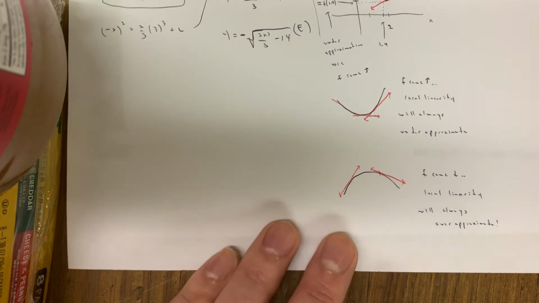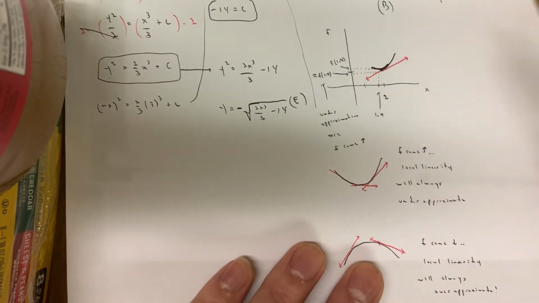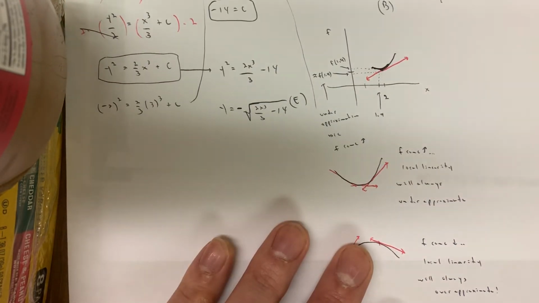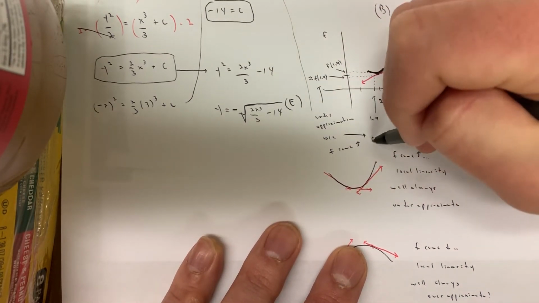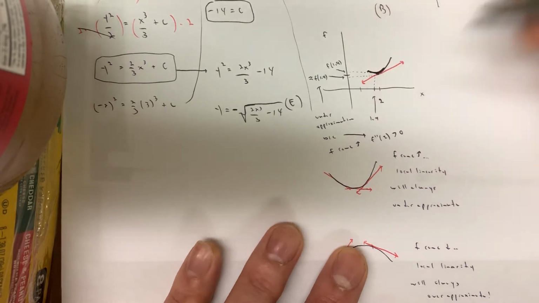Okay, and here I think originally they might want to know if the answer was an under approximation or an over approximation. It's really an under approximation because f is concave up. The real reason is because f double prime of 2 is positive. That means that f is concave up. We'll talk about that more and more.